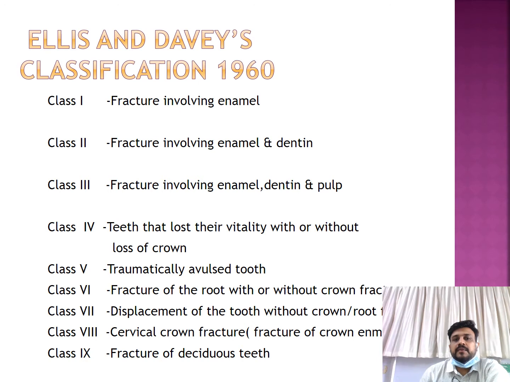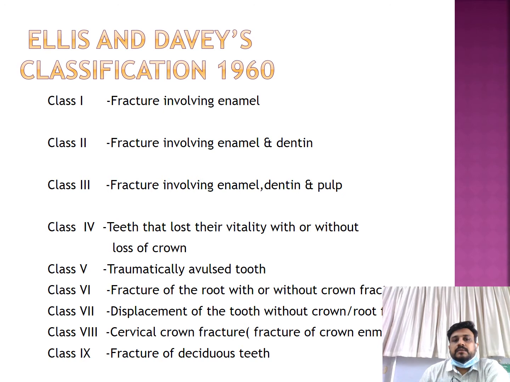Class 5 is avulsed tooth. Avulsion means the entire tooth is gone from the socket. Not a part, the entire tooth. Then class 6 is fracture of the root with or without crown fracture. There can be a crown fracture, or there may not be, but there is fracture of the root. That is class 6. Then class 7 is displacement of the tooth without crown or root fracture.